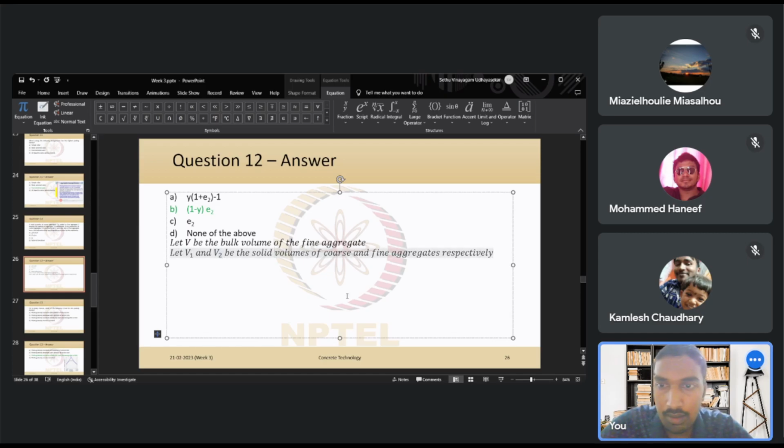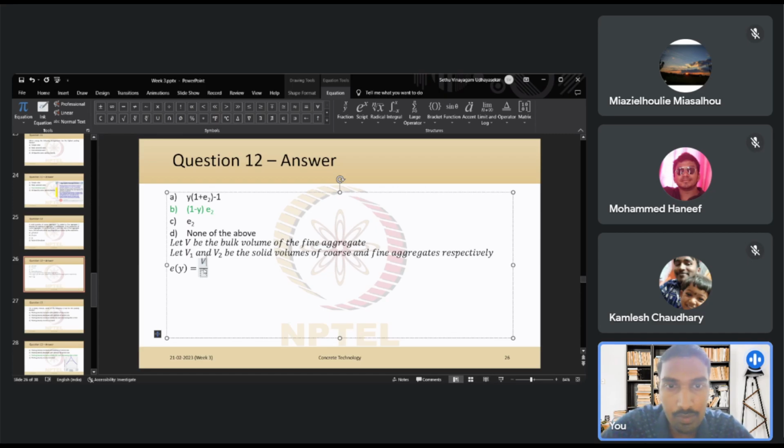Now what do we want? Our interest is in finding the void ratio of the mixture. So void ratio is represented by E for a given volume fraction of the coarse aggregate into the fine aggregate. We want to know what is the void ratio, denoted by E of y. If you remember, the definition of the void ratio is the total volume divided by the solid volume minus 1. So the total volume, what is it? It is the bulk volume of the fine aggregate plus the bulk volume of the coarse aggregate, because there are only two aggregates in this mixture.